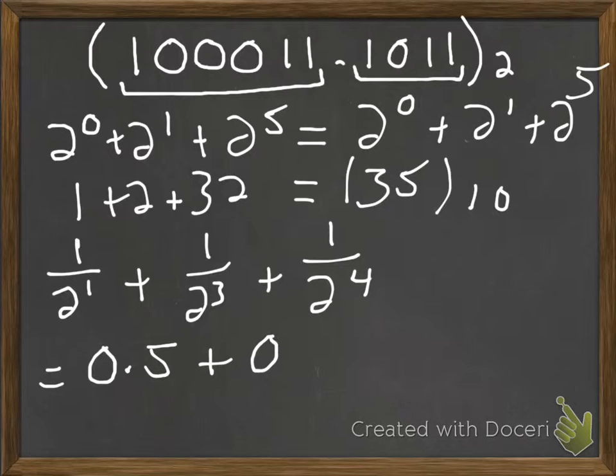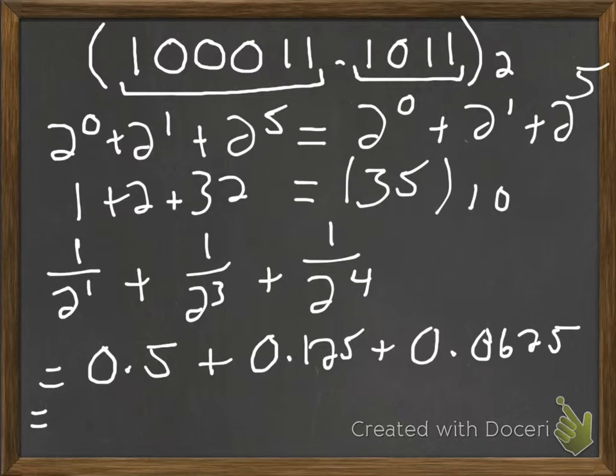So that's going to be 0.125. And then 1 over 2 to the 4 is 16, and that's going to be 0.0625. And if you write out this result and add everything together, you should get 0.6875, and this is base 10.